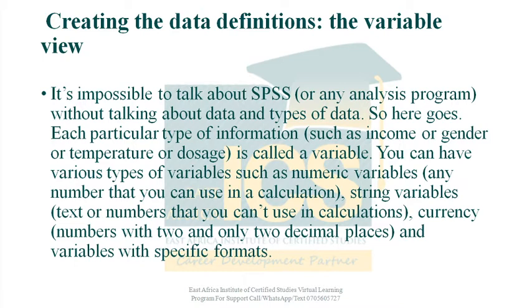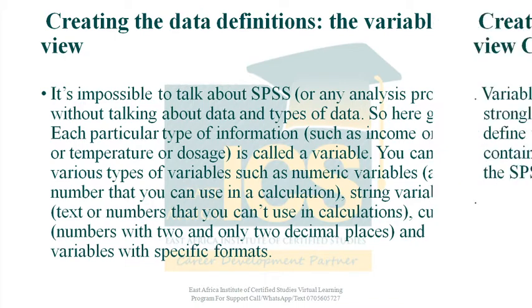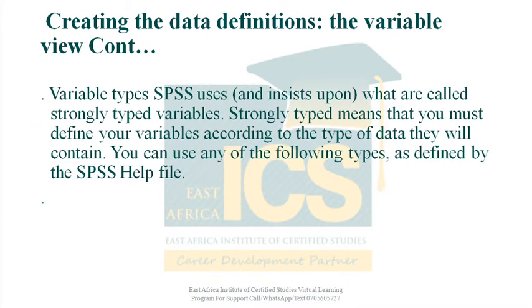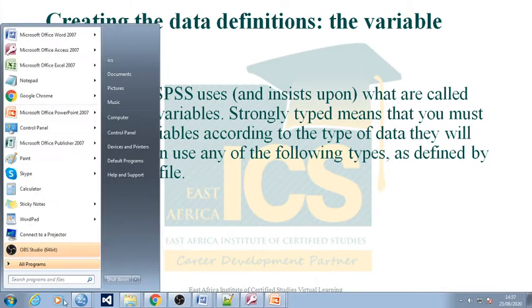Currency, numbers with only two decimal places. Usually there is a figure and there is a point, then there are the two decimal places. So those are currency in SPSS. And lastly, variables with specific formats. So creating the data definitions, the variable view continuation. Variable types, like quickly, if I can just run to SPSS and show you what I'm talking about.